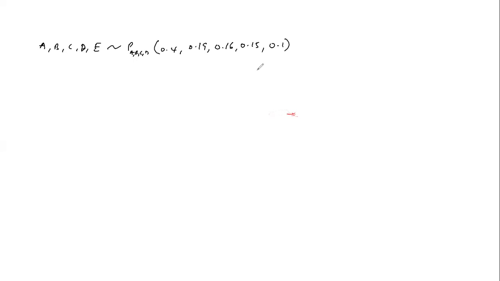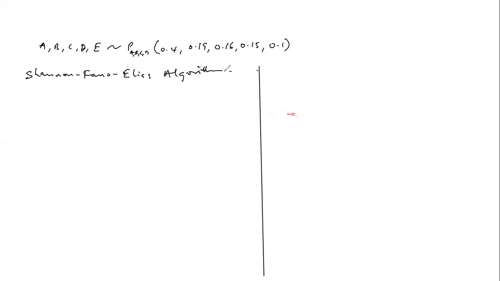Let's divide the board. So this is the probability mass function for these symbols, and then let us see how some of these algorithms work. Now, if we take the Shannon-Fano-Elias algorithm, let's look at this algorithm.